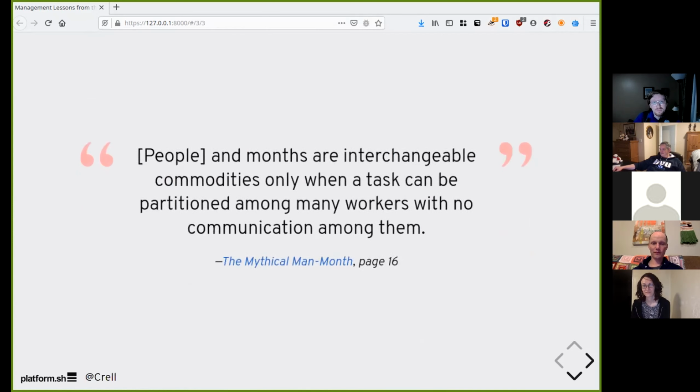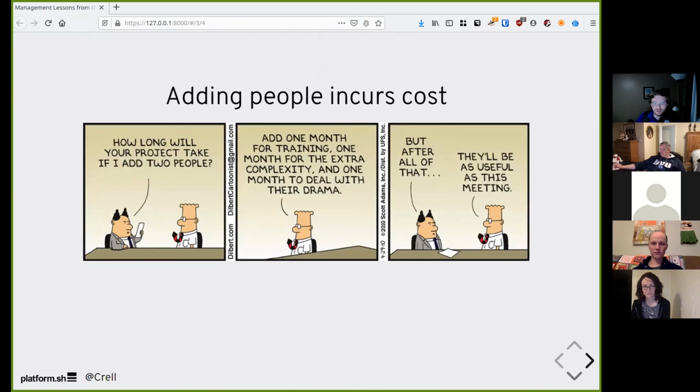Fundamentally, though, people and months are interchangeable commodities only when a task can be partitioned among workers with no communication among them. If you actually have people needing to talk to each other, then throwing people at a problem won't actually help. In fact, it can be counterproductive. More Dilbert, of course. "How long will your project take if I add 2 people?" "Well, 1 month for training, 1 month for the extra complexity, and 1 month to deal with their drama." It takes more time to add people to the team because someone on the team has to stop working and bring those people up to speed.